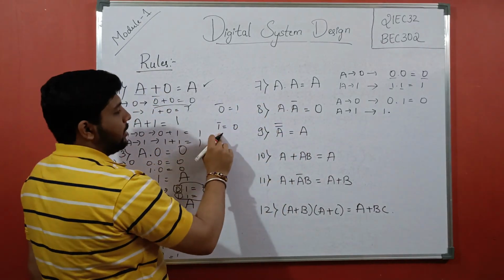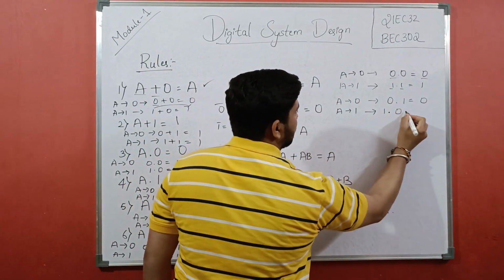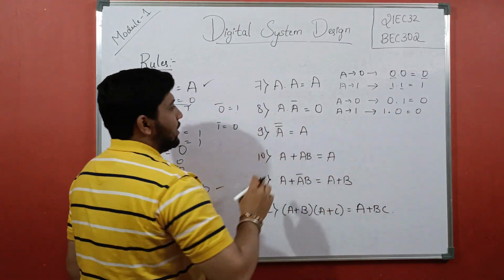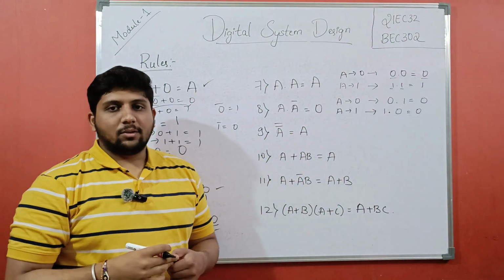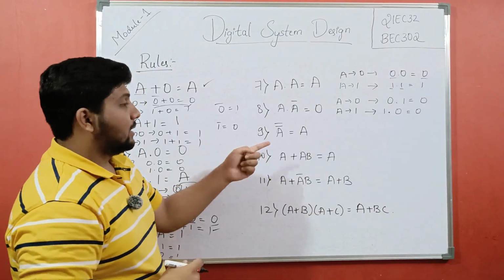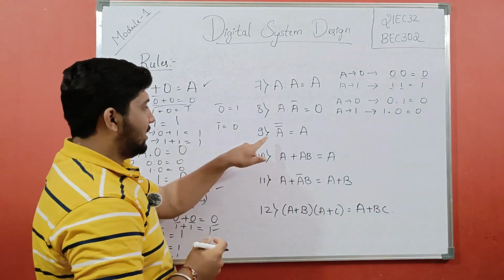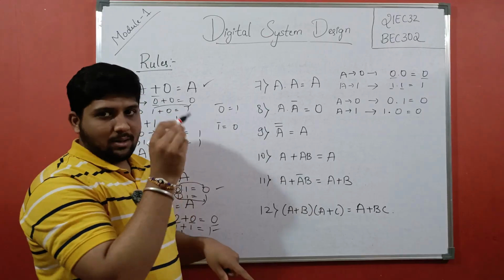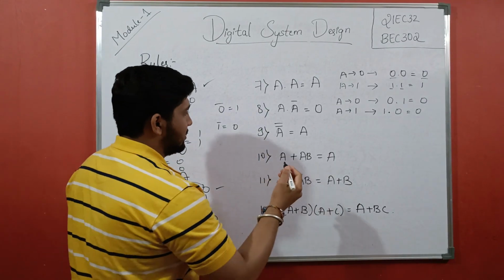1 complementary is what? 0. So 1 into 0 is 0. So I can say that A into A bar is actually 0. So that's a rule. Okay. The ninth rule is very simple. Whenever you see double complementary, you can just cancel it directly and say it is just an A.